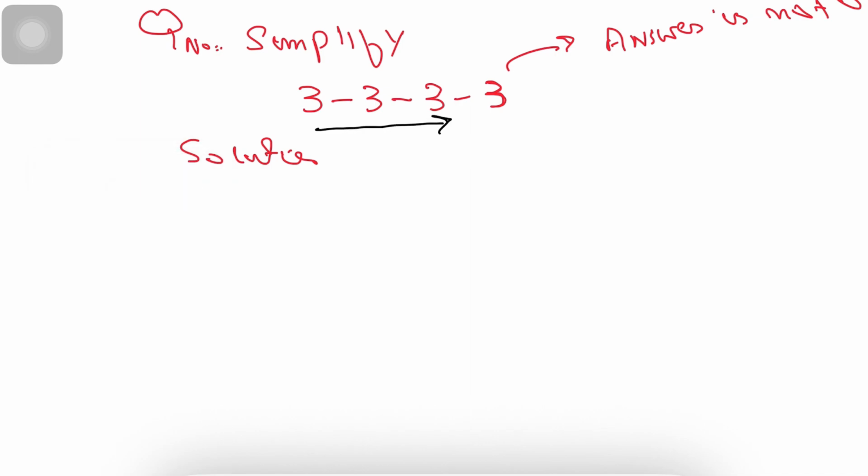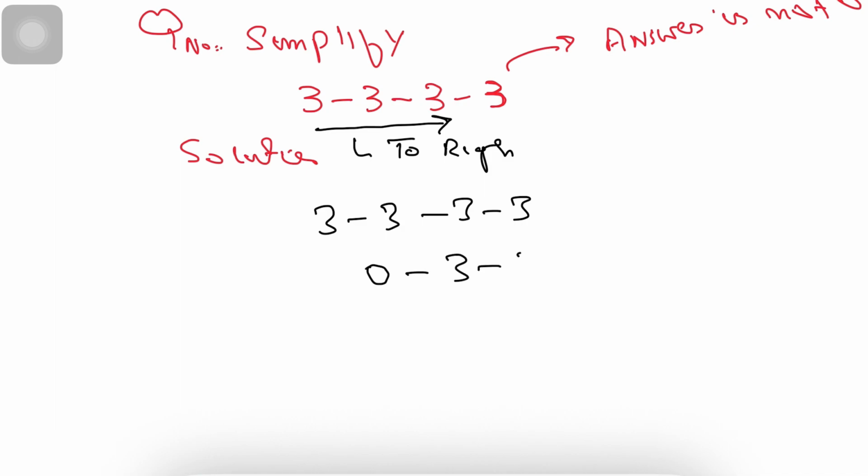Left to right. So here we have 3 minus 3 minus 3 minus 3. 3 minus 3 is 0, and 0 minus 3 is minus 3. And then minus 3 minus 3 is minus 6. So the final answer is minus 6. This is the right answer.